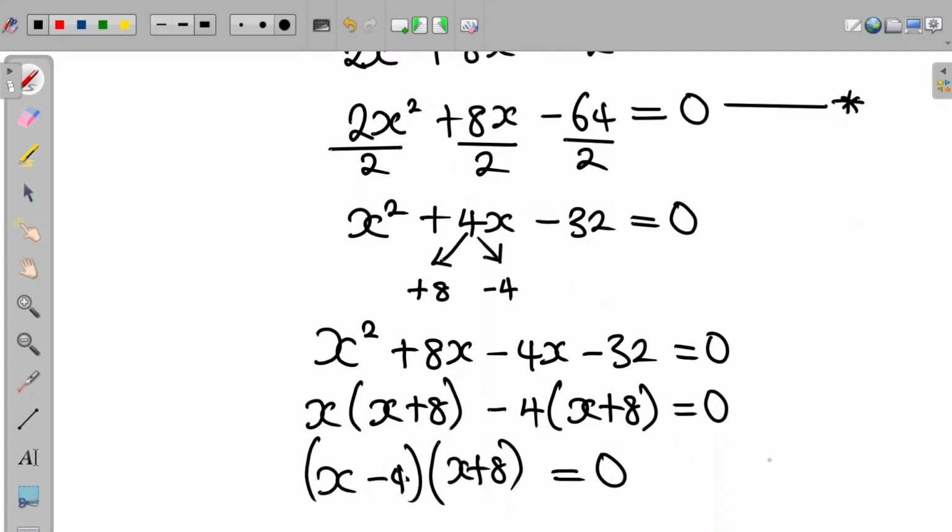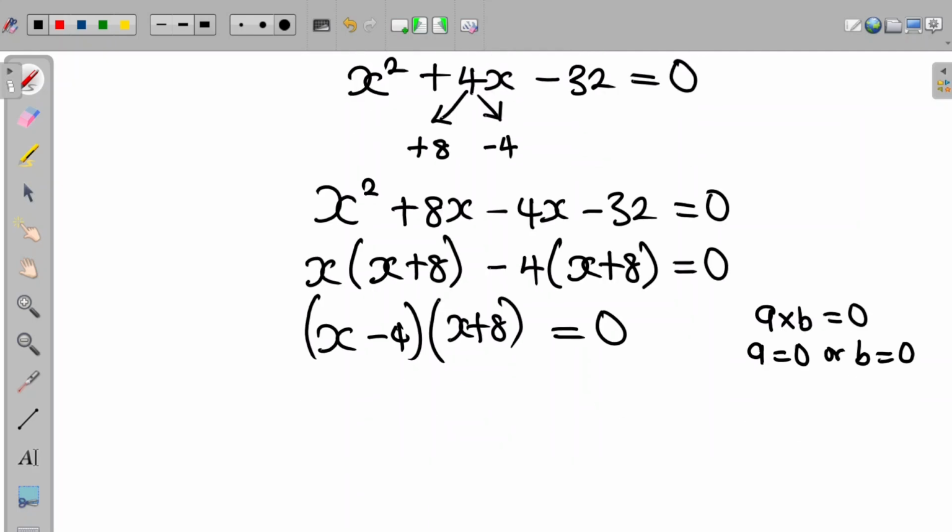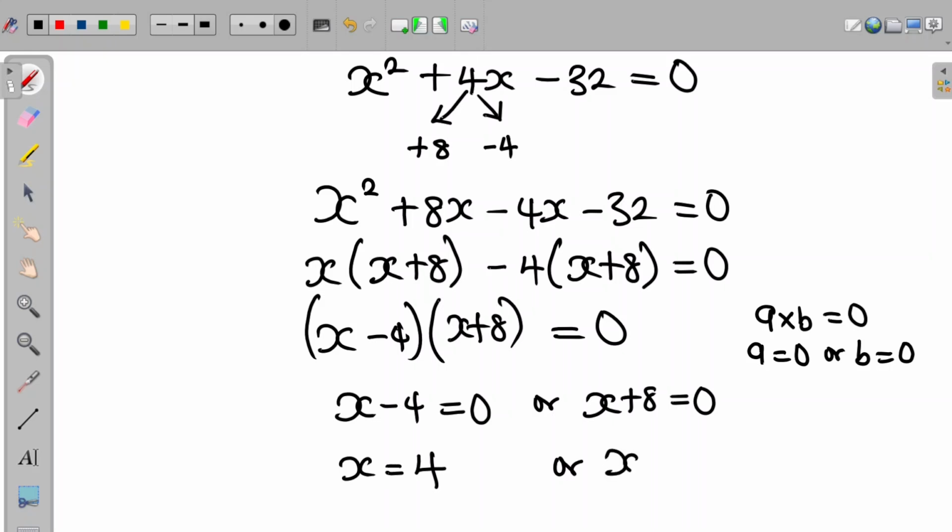Now recall again that if I have a multiplied by b equal to 0, it is either that a is equal to 0 or b is equal to 0. So therefore, we have x minus 4 is equal to 0, or x plus 8 is equal to 0. So x is equal to 4, or x is equal to negative 8. So 4 and negative 8 are the values of x.